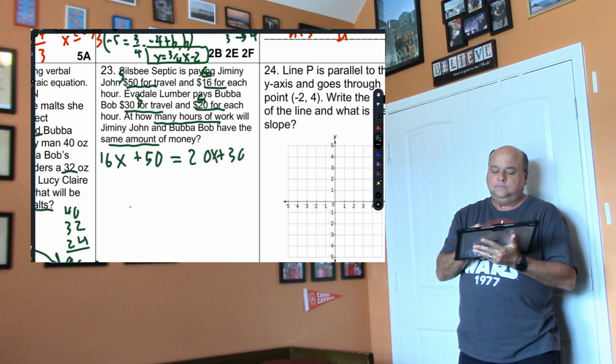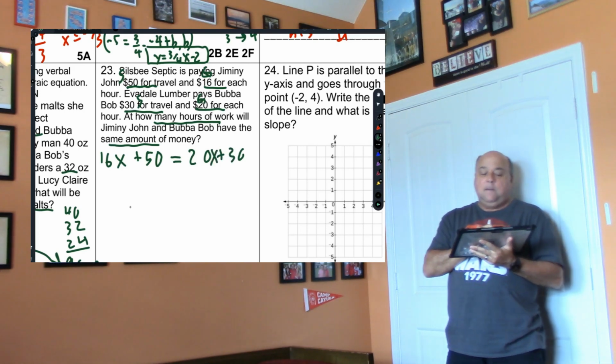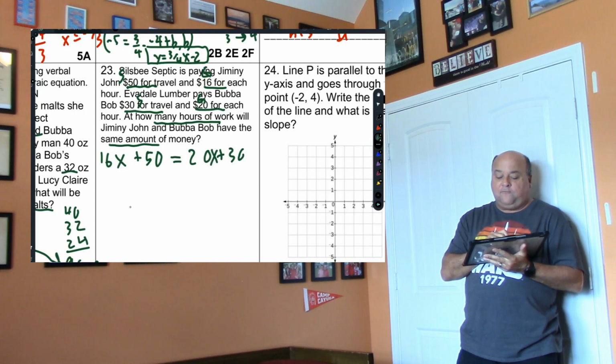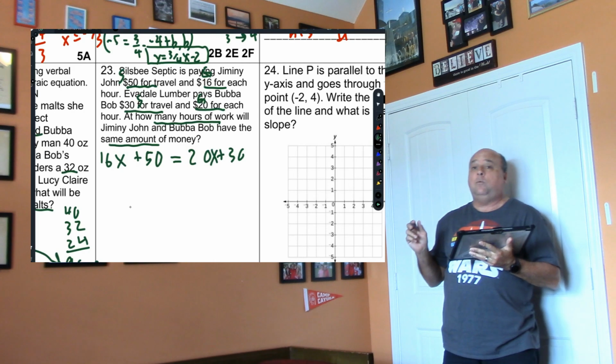plus 30. Okay, now if you look at this, Bubba Bob's getting paid more to start off with, but Jiminy John's getting paid more per hour. So eventually Jiminy John will have more money.